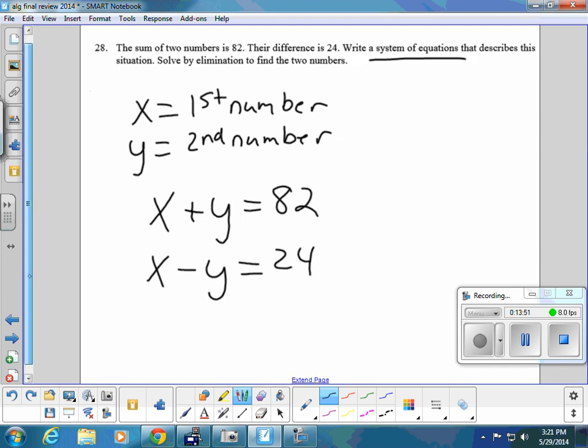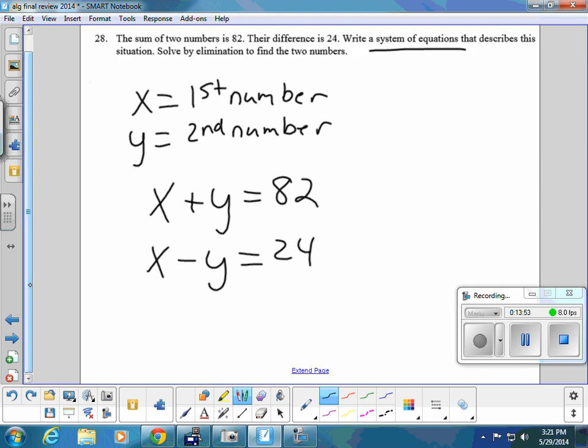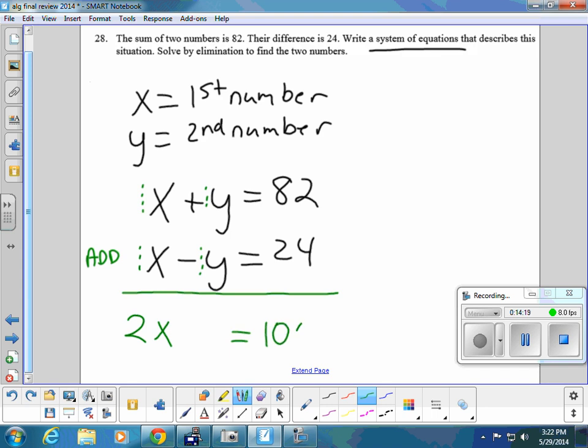And we need to solve this system of equations. And it tells you by elimination, which is very nice of them to do. So we could just go ahead and add these two lines together. And what will happen is you'll get x plus x. And remember, there's a 1 here and a 1 here. That's 2x. And 1y minus 1y is 0 equals 106.